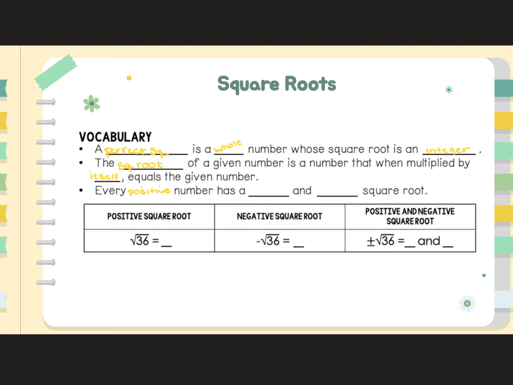Every positive number has a positive, so I'm just going to put plus, and negative square root. So this is for negative, and this is for positive. All right, so if we look at square root of 36, we know the positive square root is 6. The negative square root is negative 6. So the positive and negative square root are 6 and negative 6. All right, this also works if we throw in another example. Say, for example, 49. So the positive square root is going to be 7, and the negative square root is going to be negative 7.